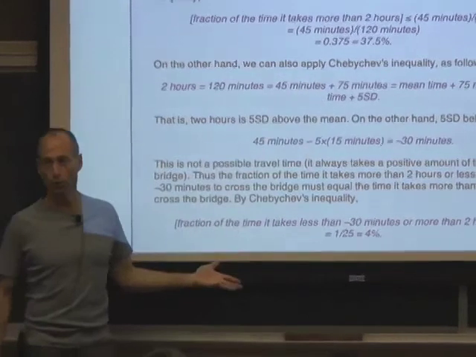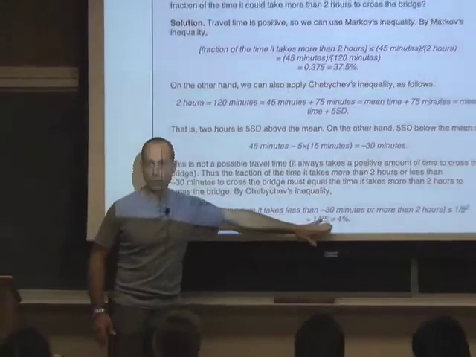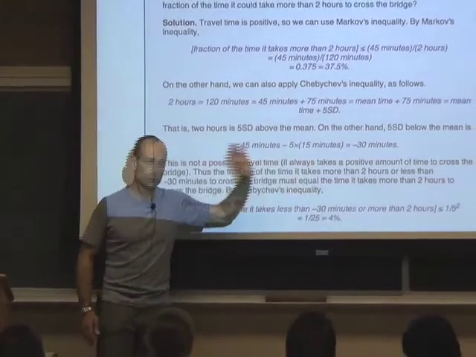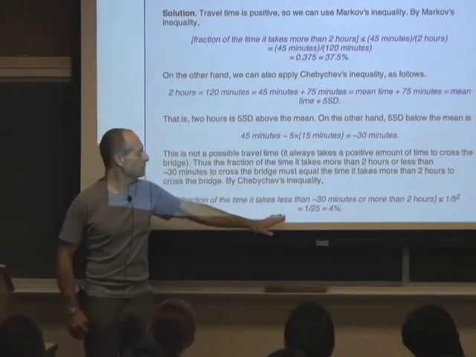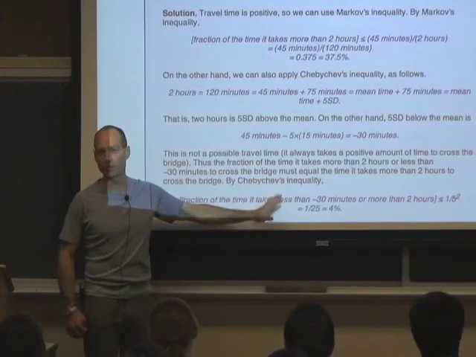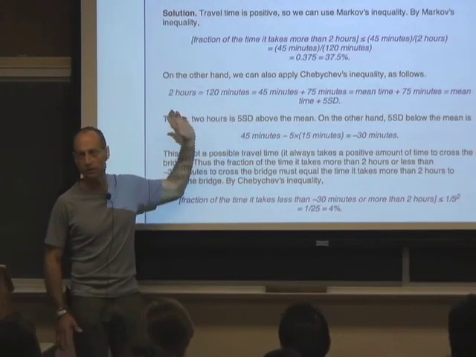They're both true, right? If you can't have more than 4% really big, then it's certainly true that you can't have more than 37.5% really big. But knowing that you can't have more than 4% is more informative than knowing that you can't have more than 37.5%. So it's sharper.